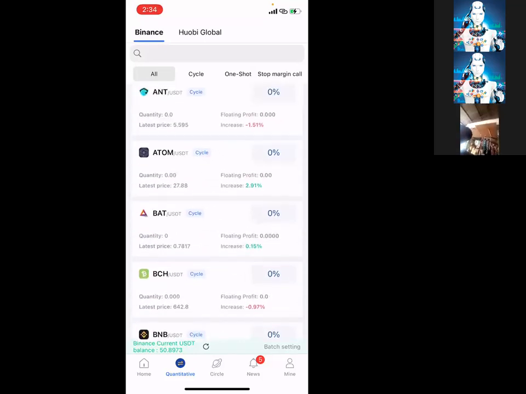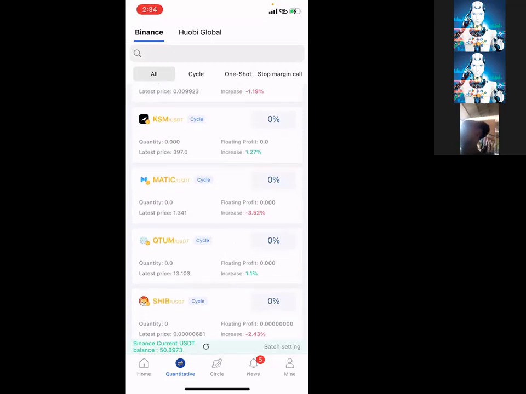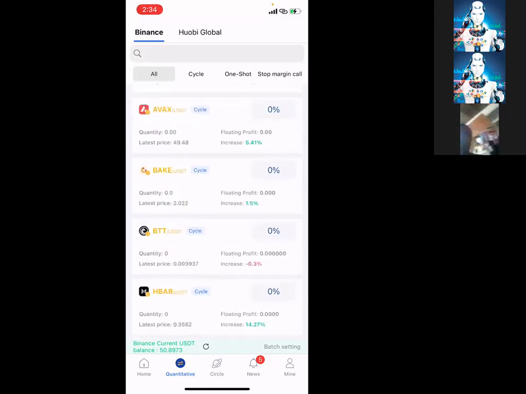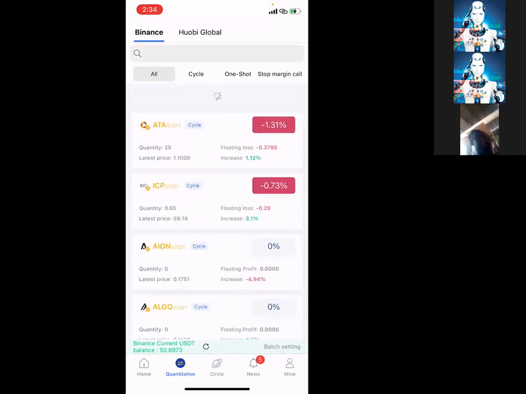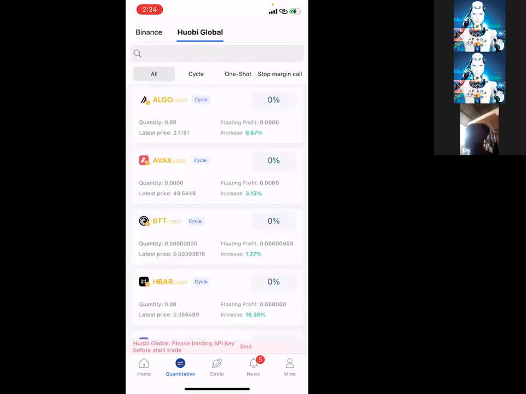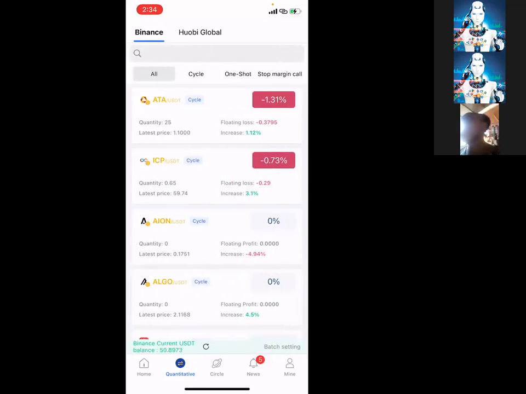All right. Make sure you're on Binance. You can see at the top you have Binance and Huobi. If you're using Huobi Global, okay, you go to Huobi Global. But I'm not on Huobi Global. My account is on Binance, so I go to Binance. Now look at another thing you need to take note of. Anytime you are on quantitative, you can see just above the quantitative button the Binance current USDT balance.